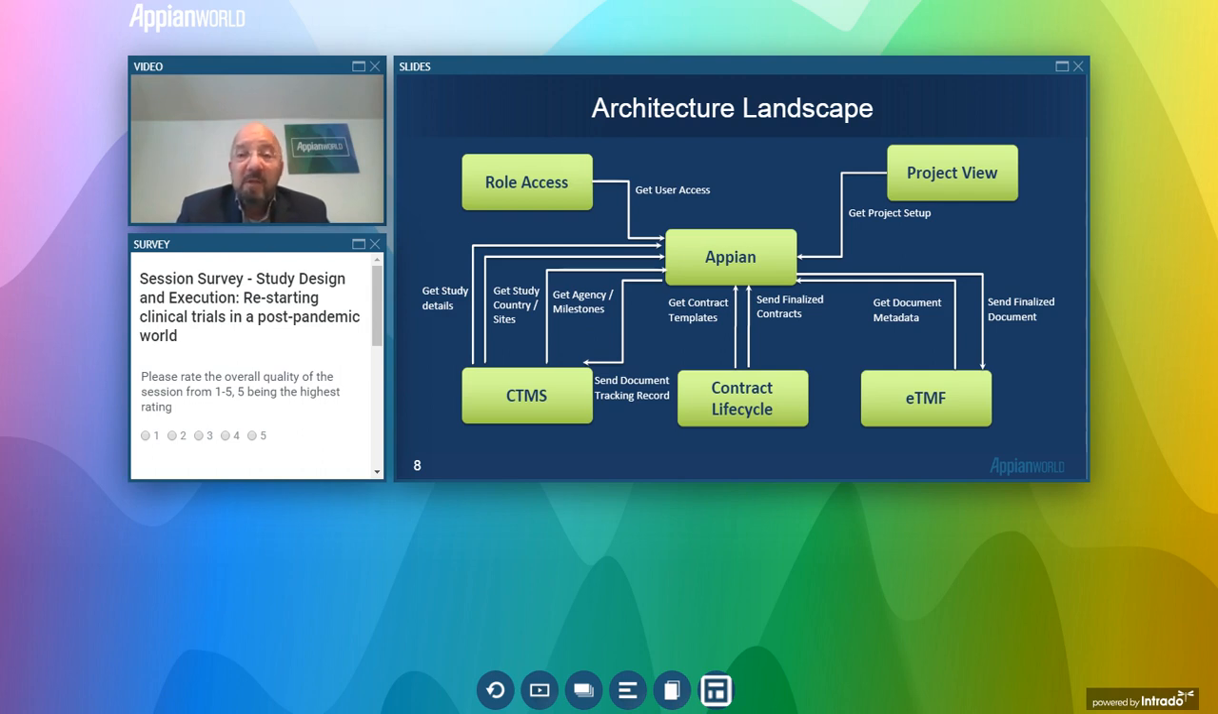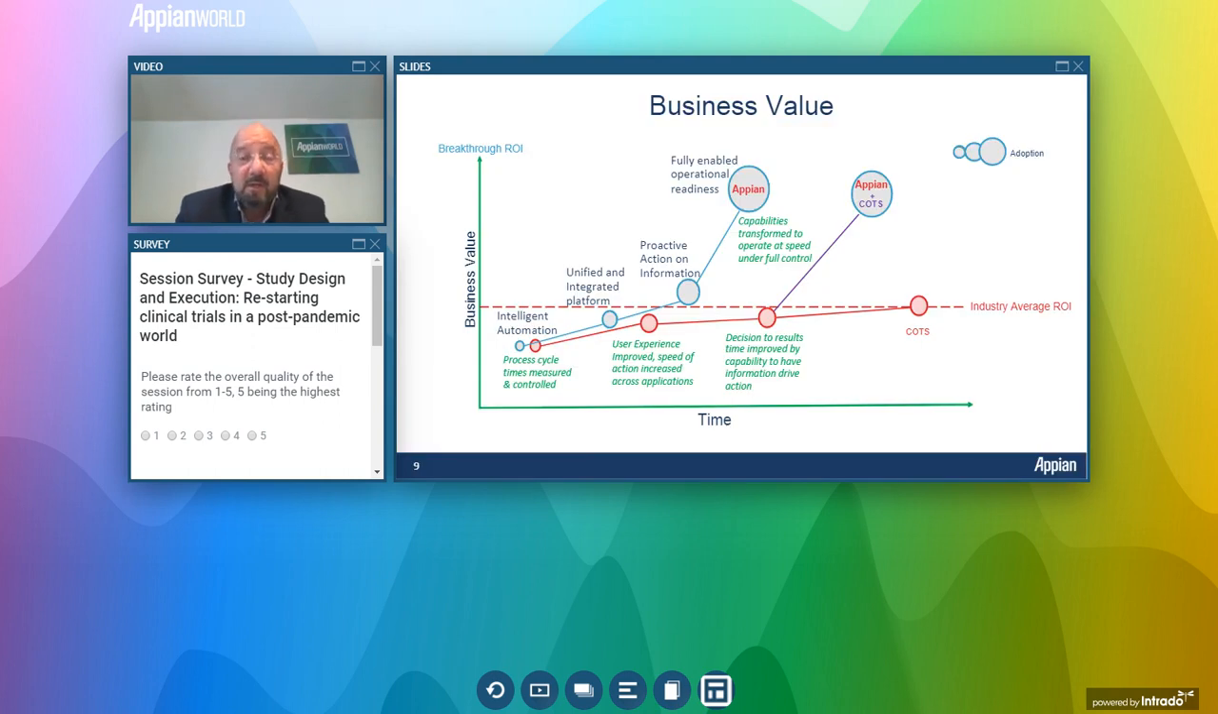Stepping further from the overall architectural landscape and looking at the business value real quick, the business value associated with working with a platform like Appian can be seen in this graph right here. What we see with the red dots is the industry average ROI attainable with a commercial off-the-shelf solution. The ability to indeed stay competitive is certainly there with cost solutions.